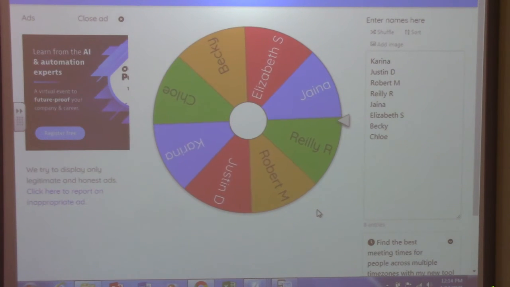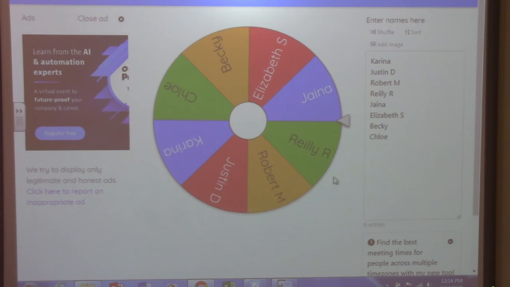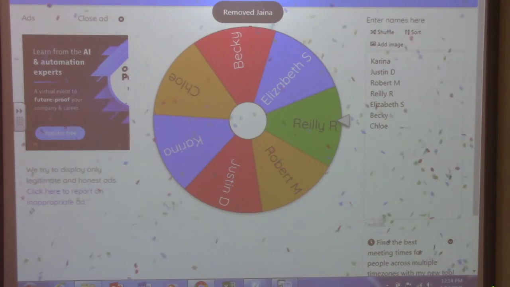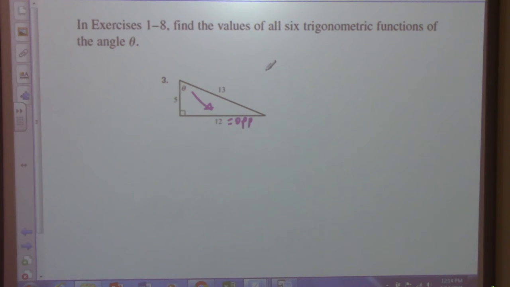Jada O'Reilly, it's going to be Jada. It's Jada. Jada, this wheel likes you. I mean, what can we say? All right, do you have this? Sine is 12 over 13.